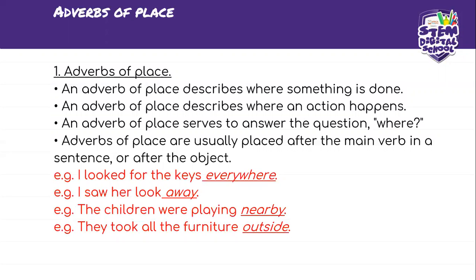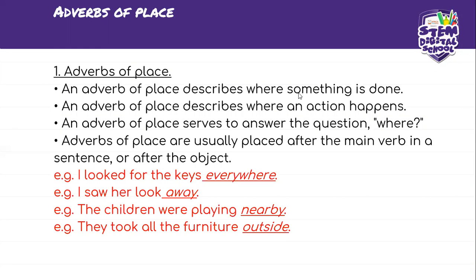Let us continue. Adverbs of place. An adverb of place describes where something is done. So yes, that is what an adverb of place does. It describes to us where something is done. So what does this mean?